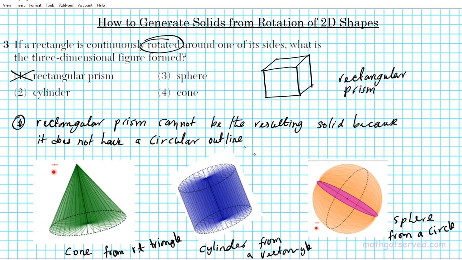Okay? So the question asks, which one do we get when we rotate a rectangle continuously around one of its sides? The answer to question number 3 is option 2, a cylinder.